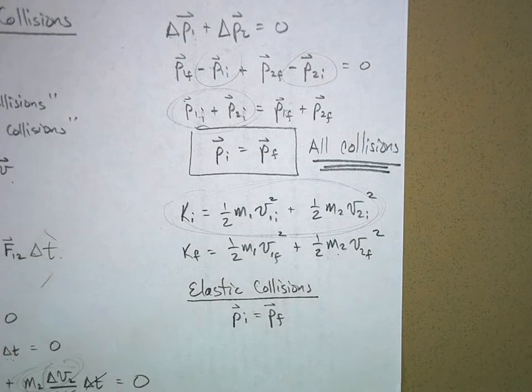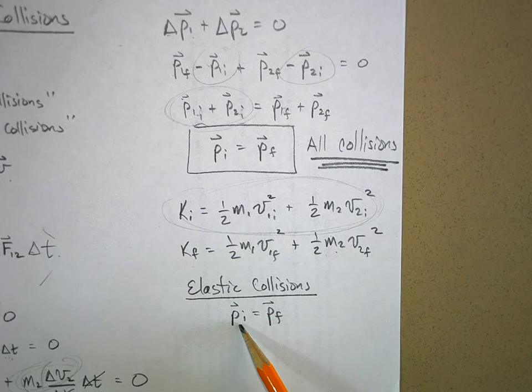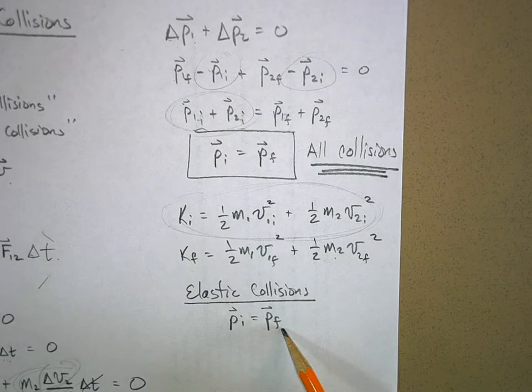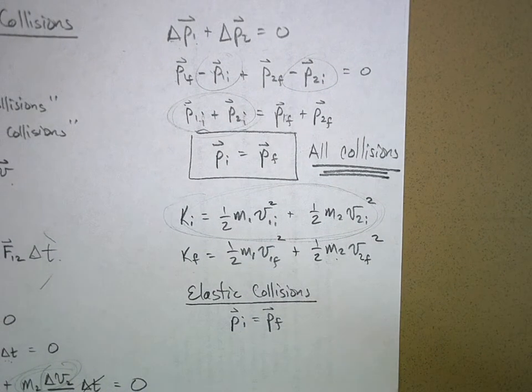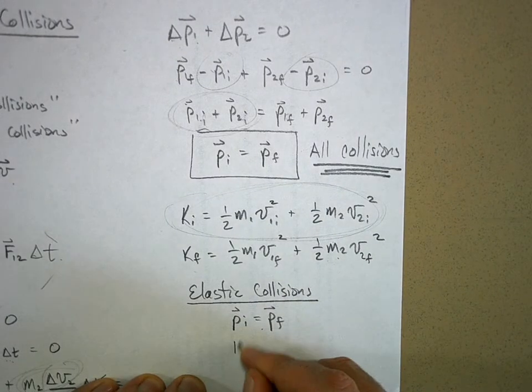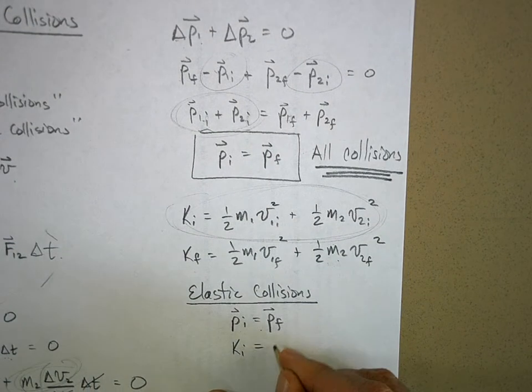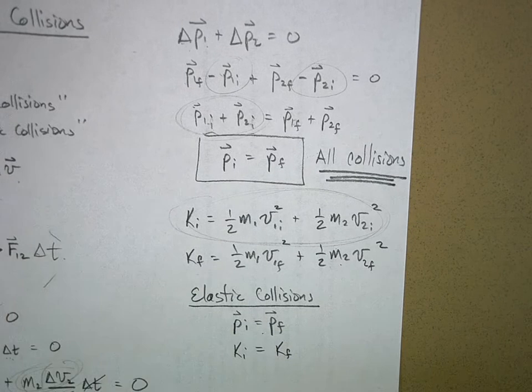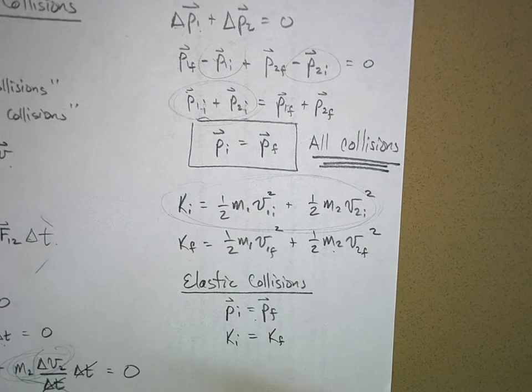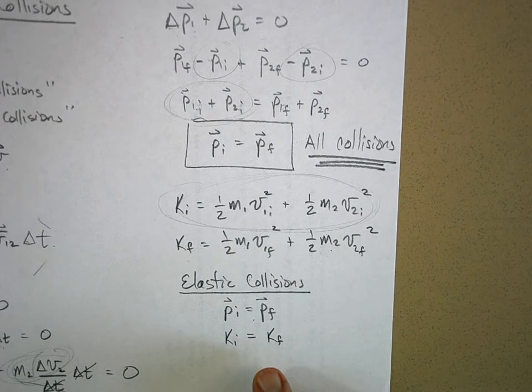You start there. You say, okay, what's moving before the collision? What's moving after the collision? Set their momentum equal to each other. But then, you also can add up all the kinetic energy before the collision, and it will be equal to all the kinetic energy after the collision. And that's called an elastic collision. They're very rare.